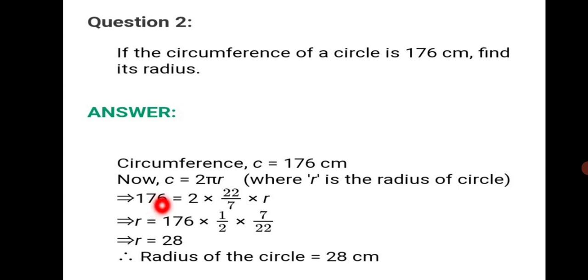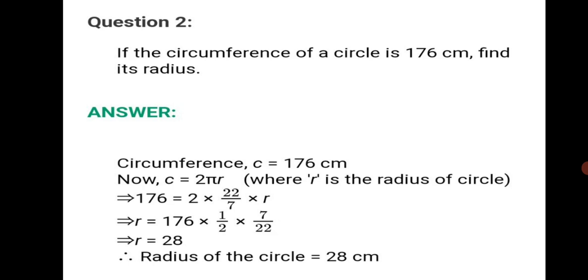Substitute the values. For C, we write 176 is equal to 2 pi, value 22 upon 7, into r, which remains as it is. Now, shifting the values to the other side, we get r is equal to 176 multiplied by 7 divided by 2 into 22. When you calculate, you get your radius is equal to 28 centimeter.